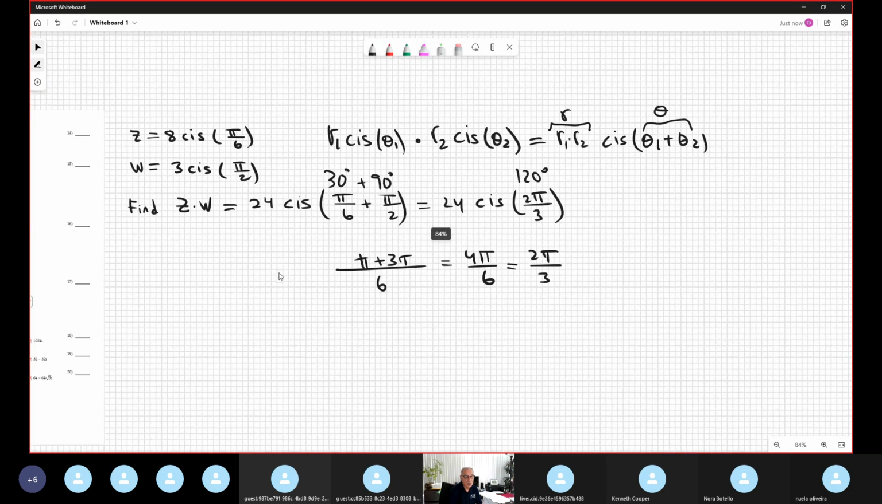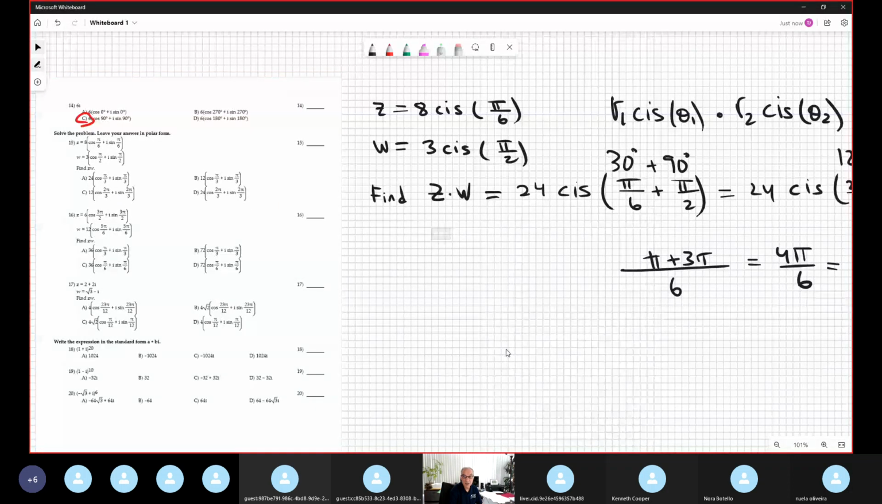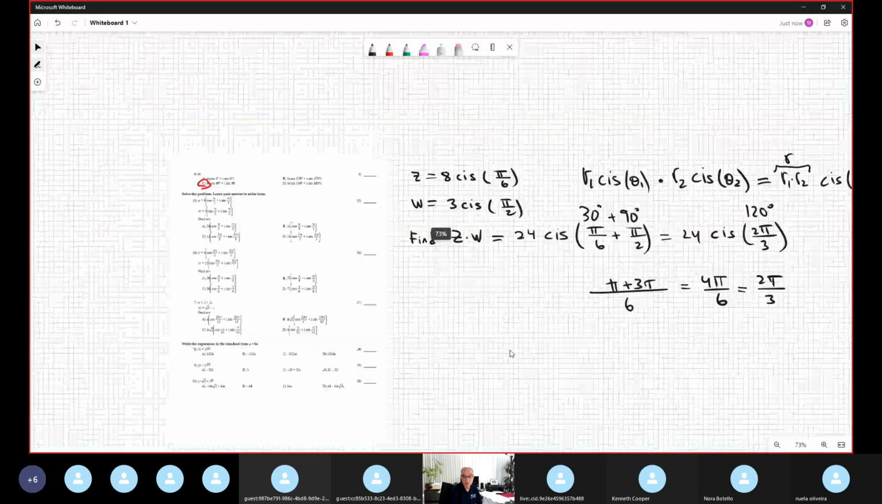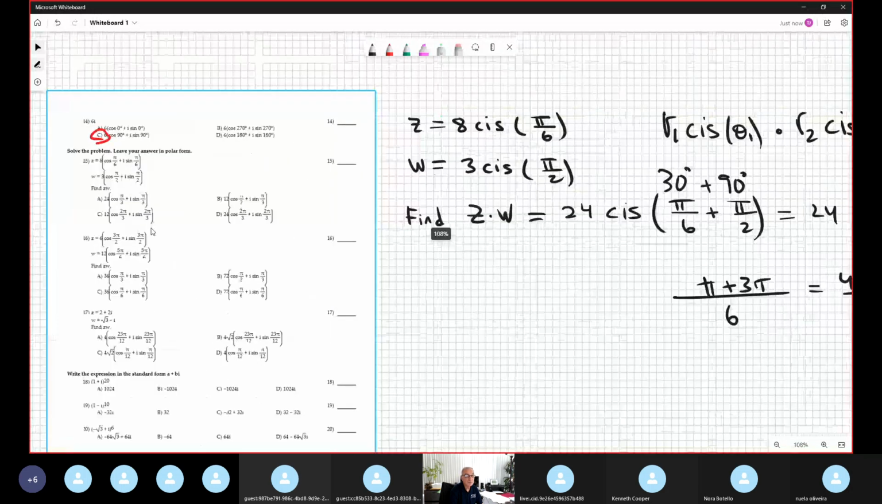And do they want you to leave it like that or convert? No, leave it like that, because the answer is also expressed in polar. If you want to convert to rectangular, you expand cosine and sine, but no, they want it in polar. That's it, end of story. So what option do you help me select? A, B, C, or D?